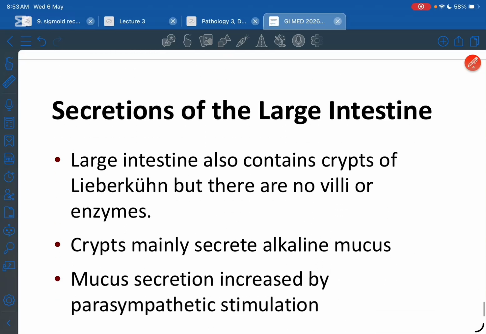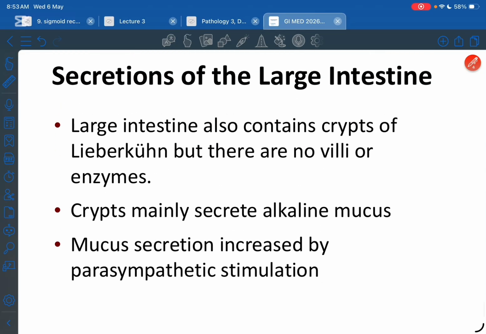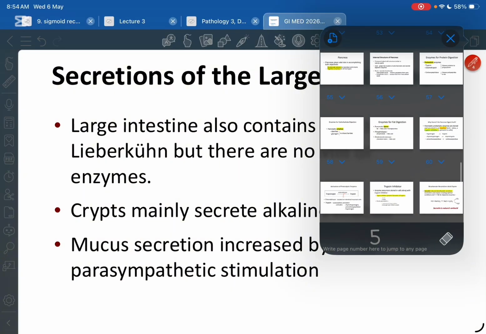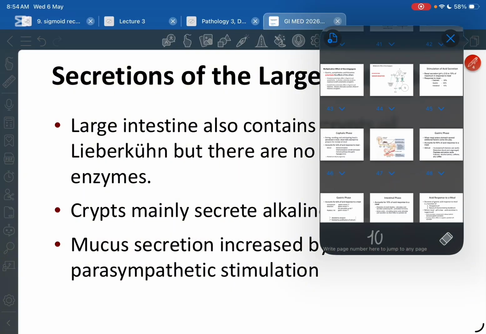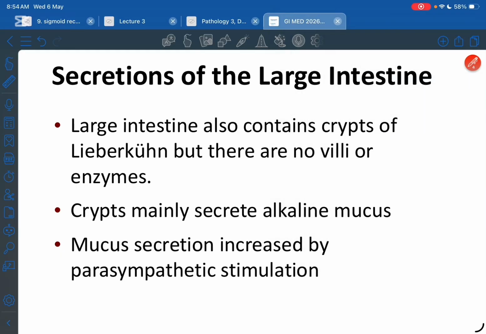Okay. What about the large intestine? In a previous picture we go back to it. We deliver the contents, they are fluid. Do we have nutrient material? The answer is no. But what happens in the large intestine?